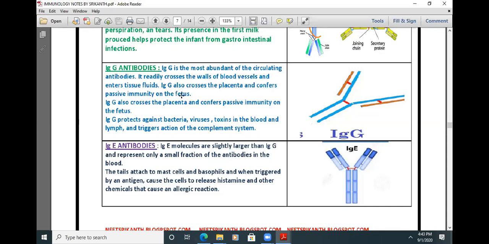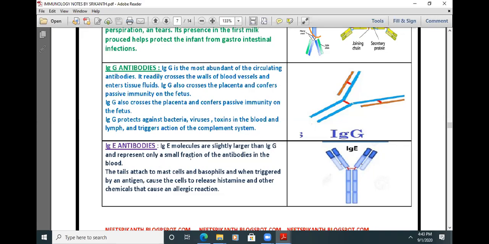This is also going to be one of the reasons for erythroblastosis fetalis. Please recall erythroblastosis. IgG can cross the placenta and confers passive immunity on the fetus. It protects against bacteria, viruses, and toxins in the blood and lymph, and triggers action of the complement system.